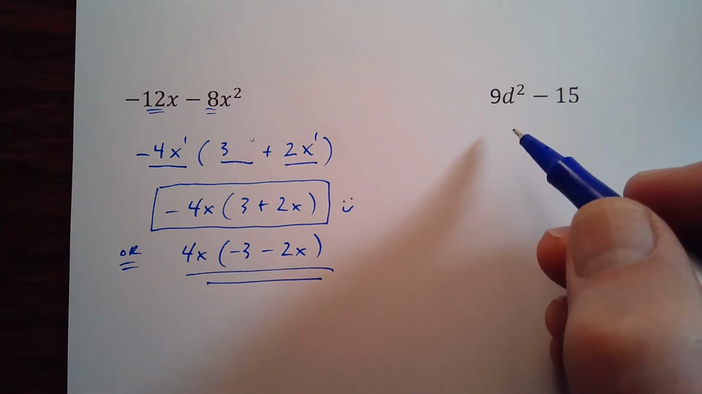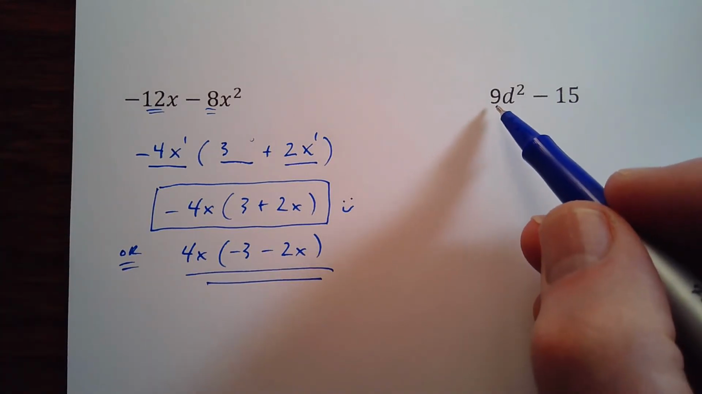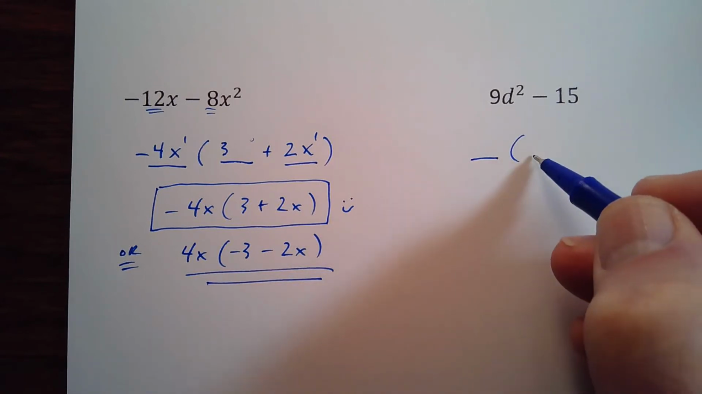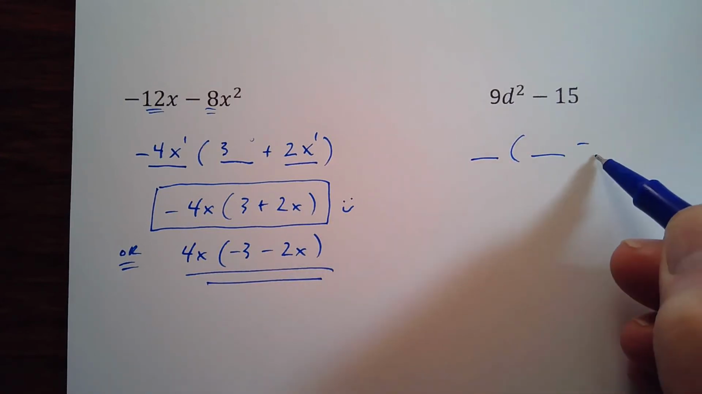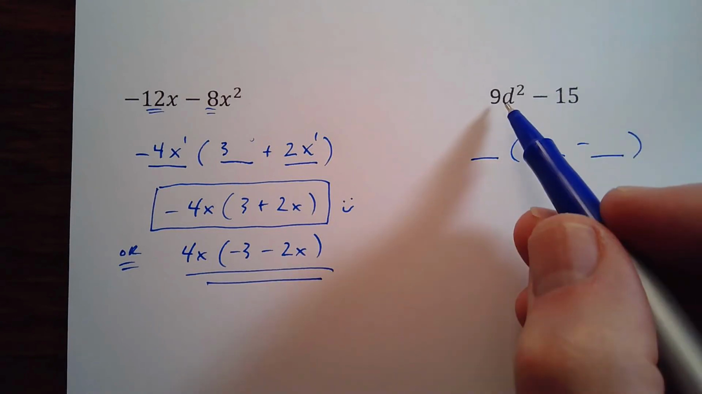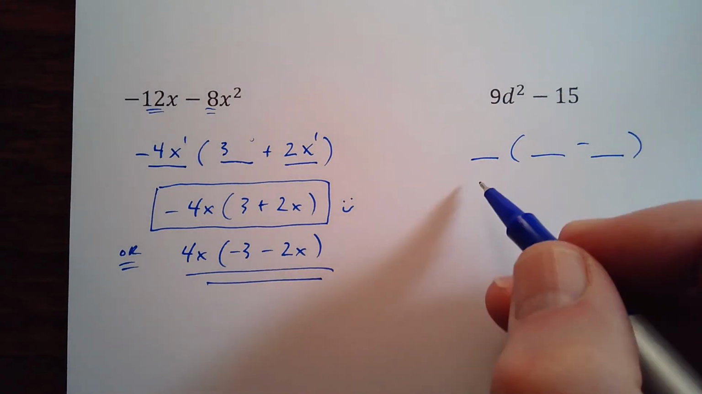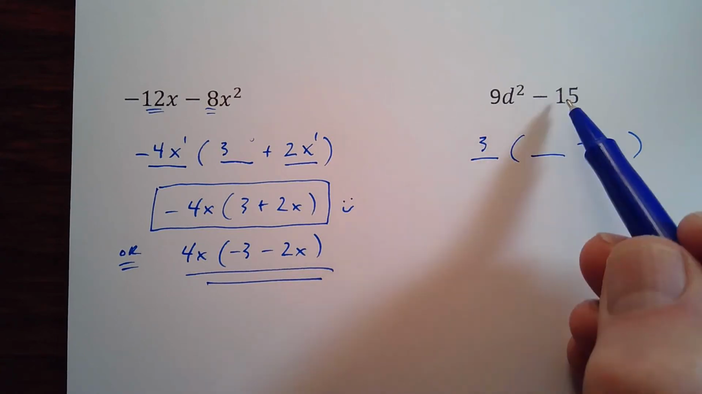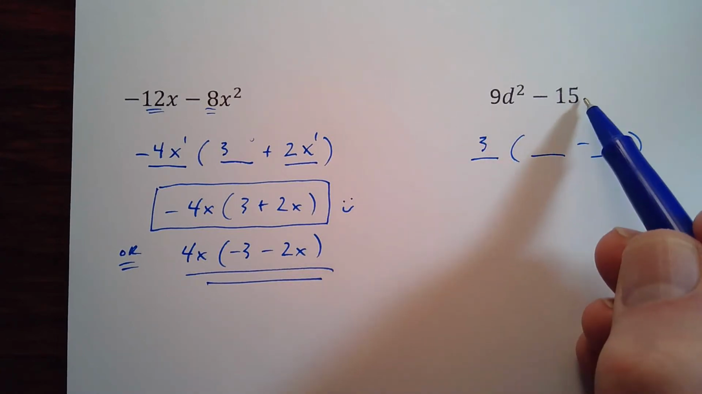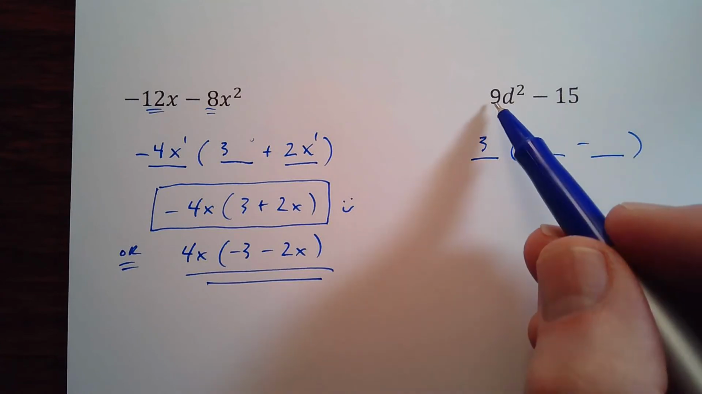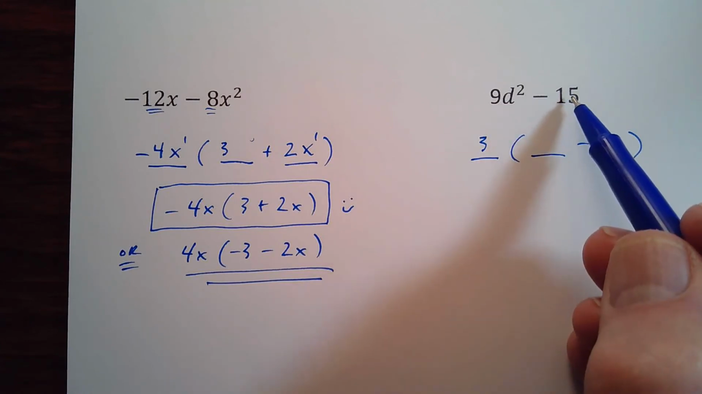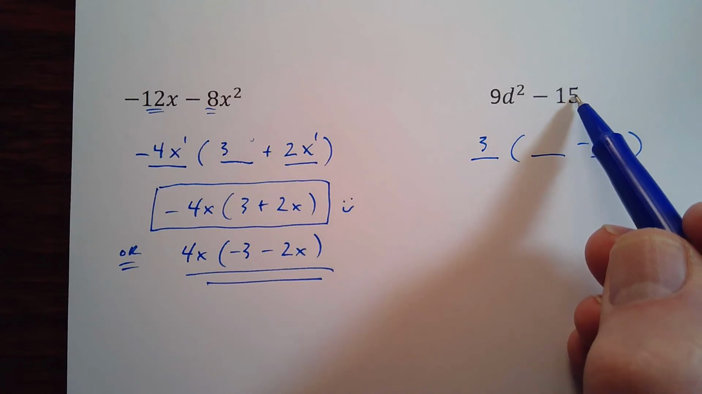All right, our fourth example here, we've got 9d squared minus 15, so that's a binomial. And I'll put a minus sign between those two since I'm going to factor out for my GCF a positive 3 here. That's the only thing that's common. There are no d's with the 15, so only the 9 and 15 are going to have a common factor in this problem, and that's 3.